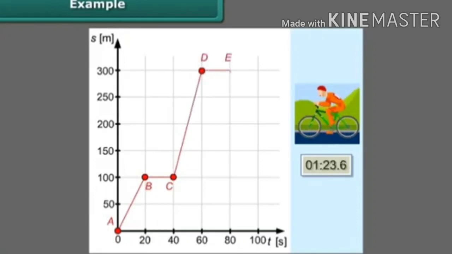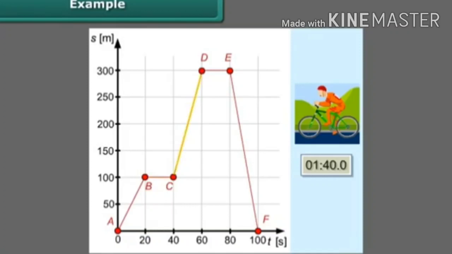We can also determine the type of motion with which he was traveling along particular segments, the speed, the distance he covered, and even his direction of movement. So from segment AB, we can discover that the cyclist covered the distance of 100 meters in 20 seconds, moving at a constant speed of 5 meters per second. Segment BC indicates that the cyclist stopped after having traveled a distance of 100 meters.